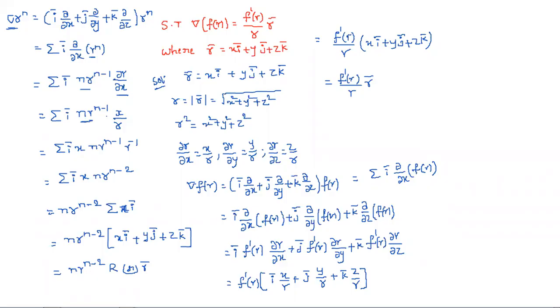Next one. If del u is equal to r power 4 capital R, then find u. So here they give one condition. By using that condition, what we need to calculate? You need to calculate u. So by using that condition, we need to calculate that one.